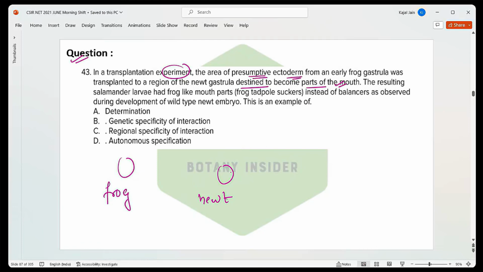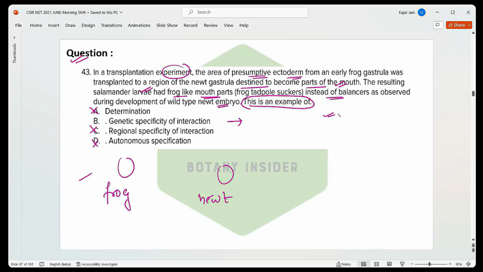destined to become the parts of the mouth. The resulting salamander larvae had frog-like mouth parts instead of the balancers that are observed in the wild type newt embryo. You have completely different organisms altogether. This is an example of what? It cannot be determination, regional or autonomous. Over here, we are changing what? We are changing the genetic makeup, we are changing the complete genetic thing, right?